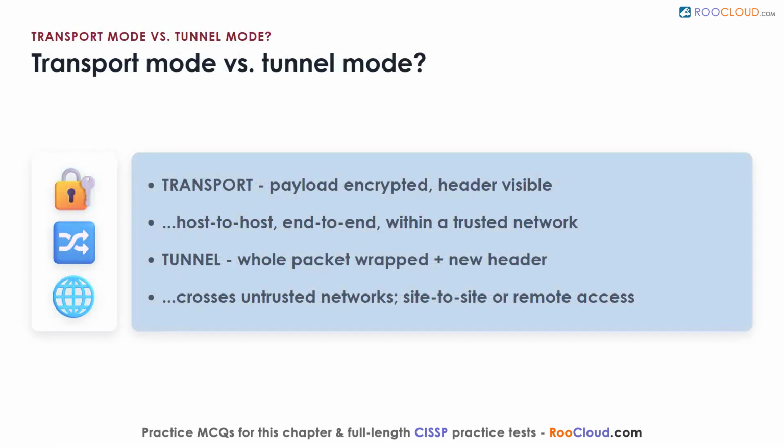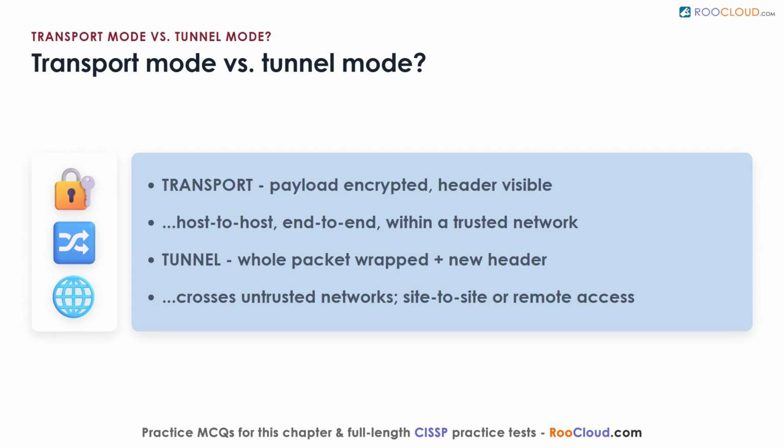What is the difference between transport mode and tunnel mode? A VPN can run in 2 modes, and the distinction turns on what gets encrypted. In transport mode, the link is anchored at the individual hosts, and only the payload is encrypted while the original header stays visible. That makes it a host-to-host, end-to-end encrypted connection, best used within a trusted network between specific systems.